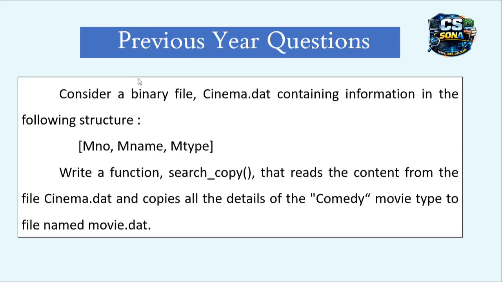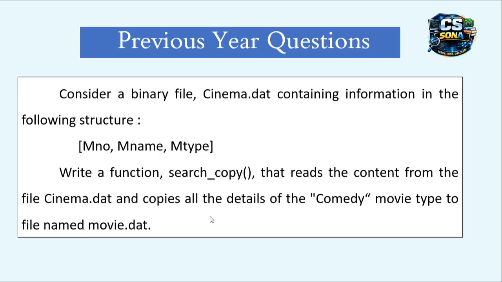Next question is like this. Consider a binary file cinema.dat containing the information in the following structure: MNA, MName, MType. Write a function search copy that reads the content from the file cinema.dat and copies all the details of the comedy movie type to the file named movie.dat.